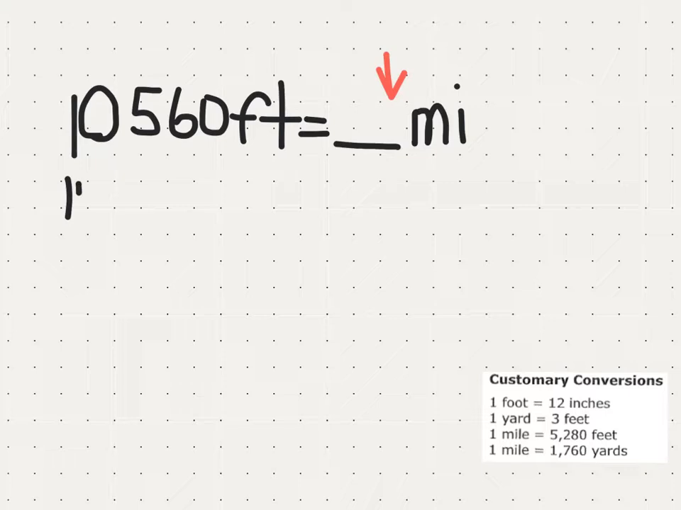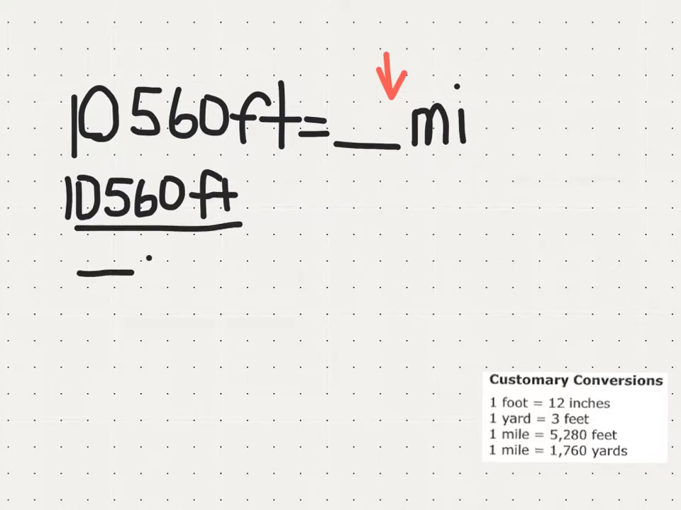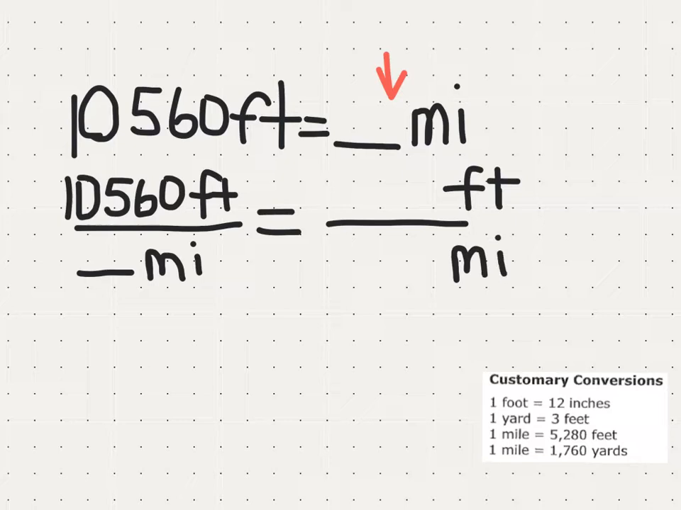So I have 10,560, and I want to put the feet here because I have to make sure things are straight, over some amount of miles. I need an equivalent ratio. So an equivalent ratio means an equal ratio, and if the top is feet, I need feet to be on top on the right side now. And if miles is on the bottom, I need miles. What I'm trying to figure out now is how many feet per mile.